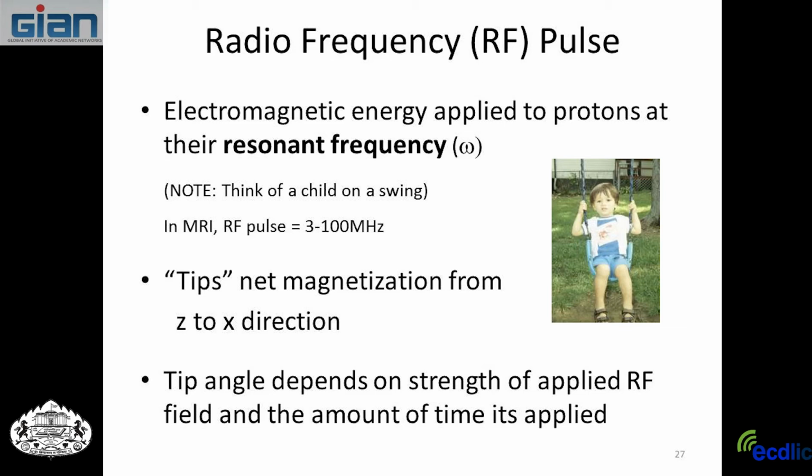If we were to push the child on the swing out of rhythm with their frequency, the swing's going to go crazy and they're not going to go anywhere. But if we push them at the resonant frequency, so when the child comes back we push at the frequency they're already going, that's what puts more energy into them swinging back and forth. So a resonant frequency is basically the natural frequency that something is going or spinning at.